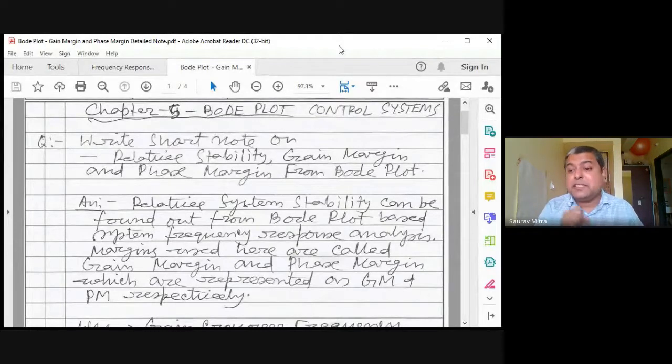That means system gain is changing. For lower frequency, system gain is low. For higher frequency, system gain is high, greater than 1. So there comes a certain frequency between this lower and higher, where the system gain is crossing the 1 amplitude. So that is called the gain crossover frequency.